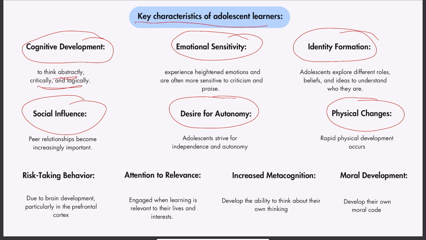Finally, you're older, so you're able to think abstractly. You understand certain mathematical concepts. You can make sense of logic. You know what is right. You can relate one concept with another. So, cognitive development. Next, emotional sensitivity. Experience heightened emotions and are often sensitive to criticism and praise.